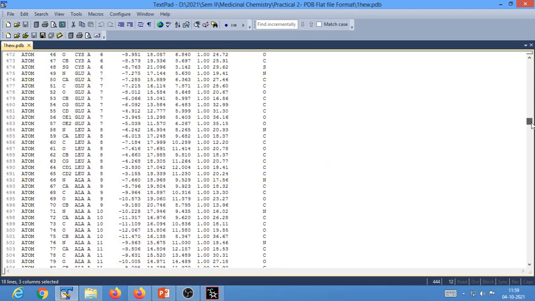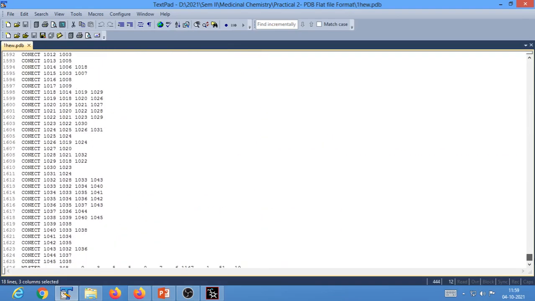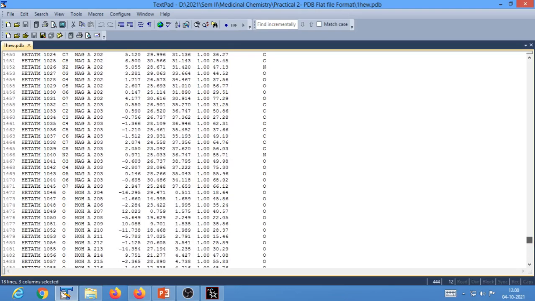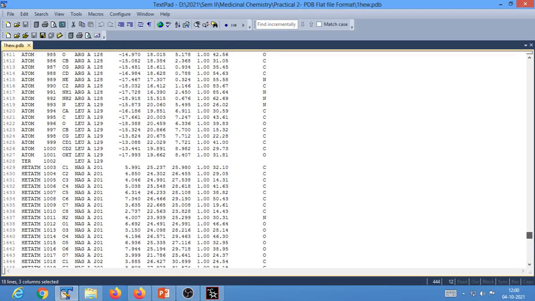In this way, if you scroll down, how many atoms are there in your PDB file? You can just scroll down, and in your protein molecule there are 1001 atoms. The HETATM line would correspond to a non-protein component. We would come to this in a while.